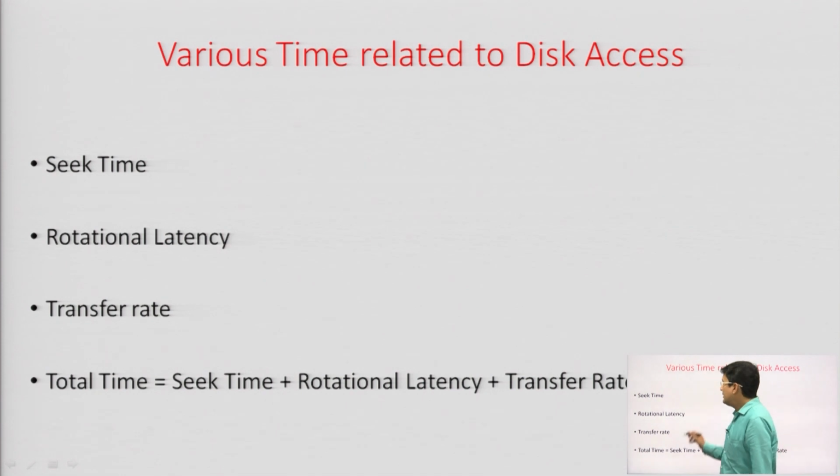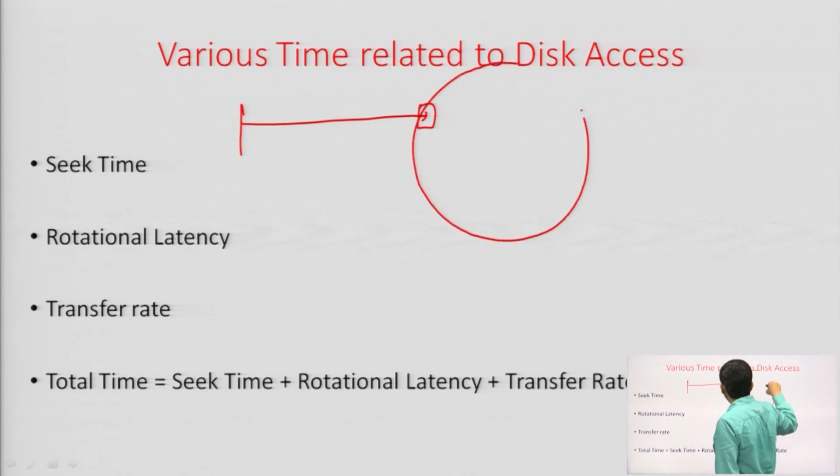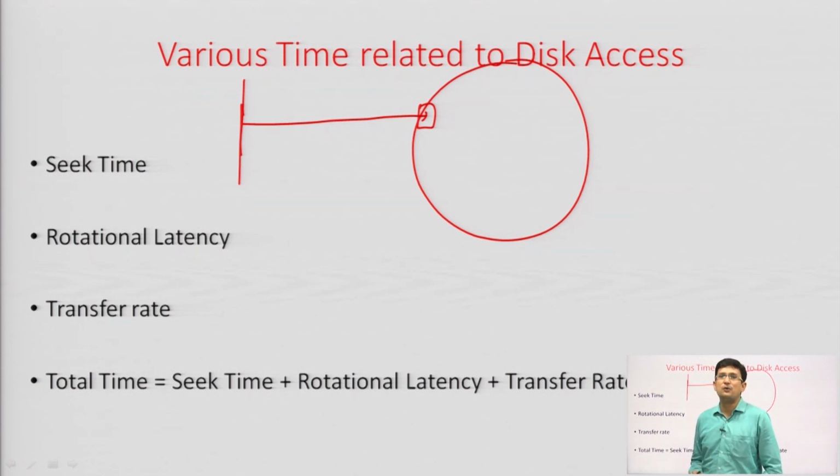Now, we have also seen the various times related to disk access. For example, if there is a head and the head is moving, it will take some time for the head to locate the data, and the data may be on some portion of the hard disk surface. So, wherever the data is, let us first locate the track. The time required for the disk head to reach the desired track from wherever it is right now is known as the seek time.